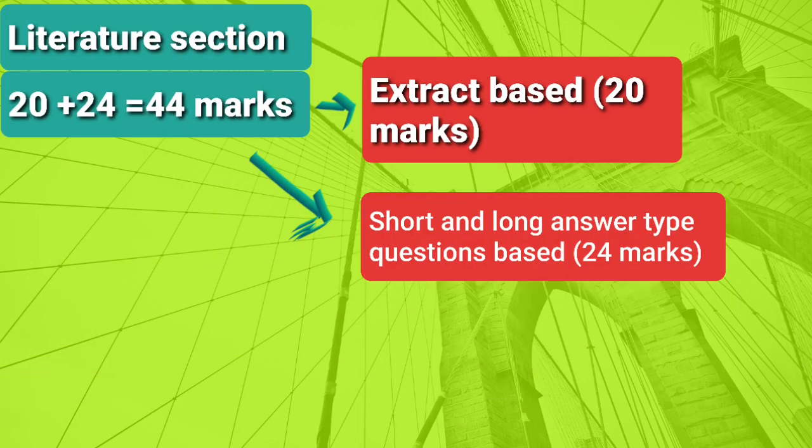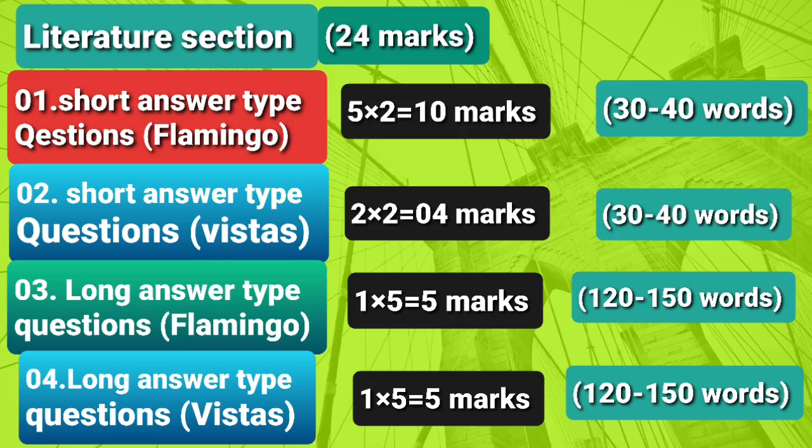Apart from those extract based questions from literature, we have short and long answer type questions as well. So let's take up the literature section again, where talking about the first question from literature, that will be short answer type questions, and that will be from your book Flamingo, and the questions from prose and poetry as well. Please take note of this, prose and poetry as well. It means you need to study your prose chapters properly, and you need to read between the lines for those poems, and that has to be answered between 30 to 40 words.